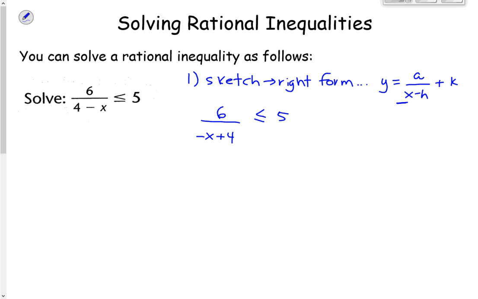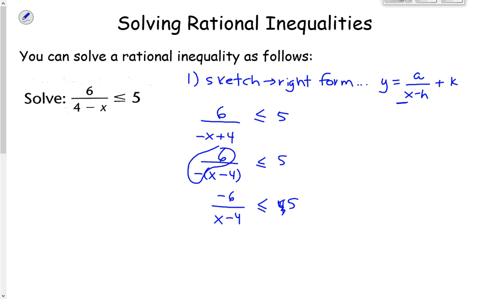And what you need to do is factor your negative. So you're going to have 6 over negative x minus 4, smaller or equal to 5. And then here you have 6 divided by negative 1. So that's going to give you negative 6 over x minus 4, smaller or equal to 5. Sorry, not 4, 5.